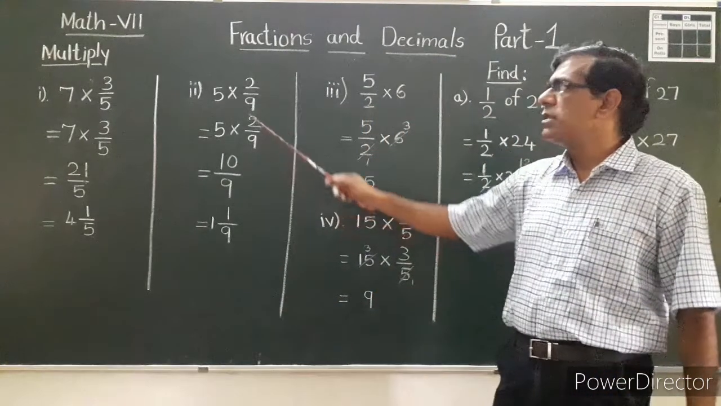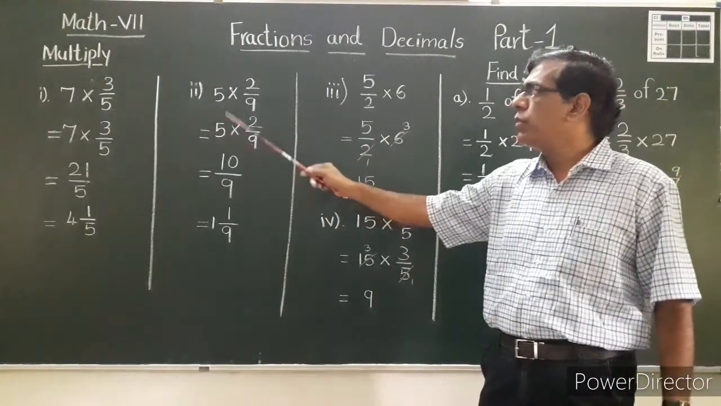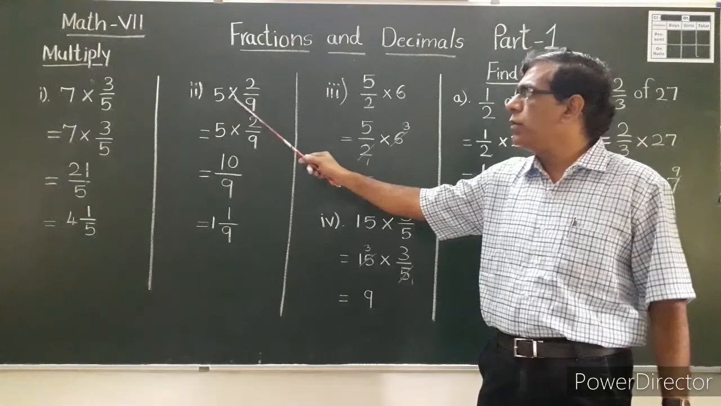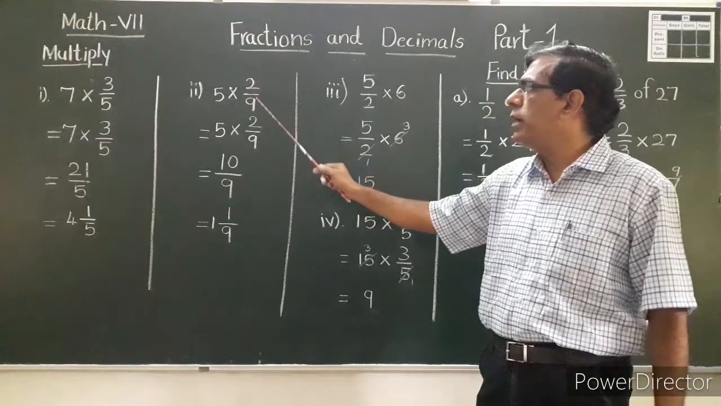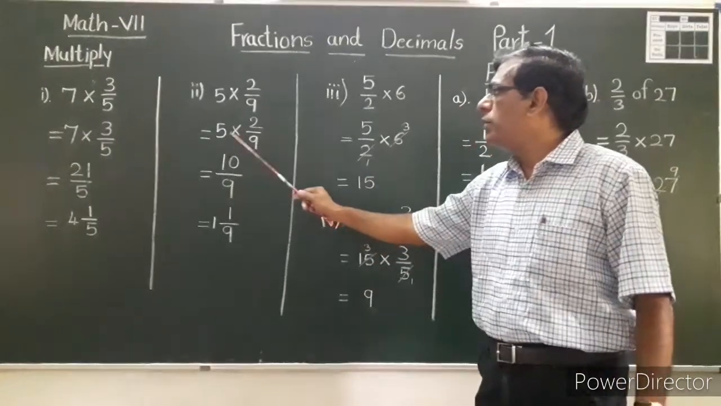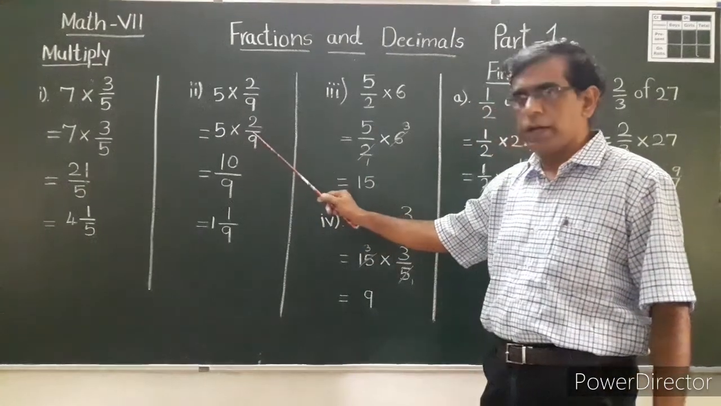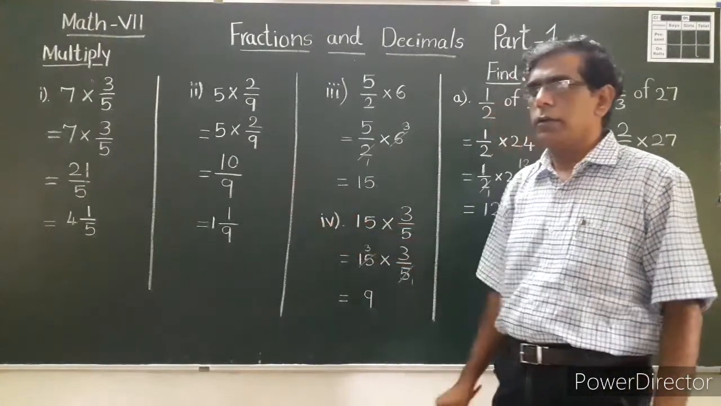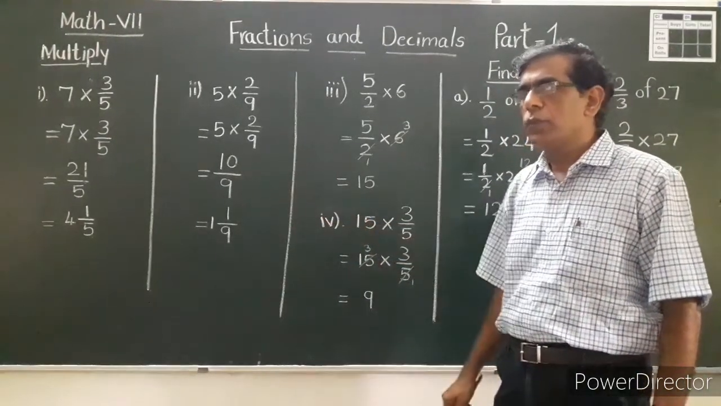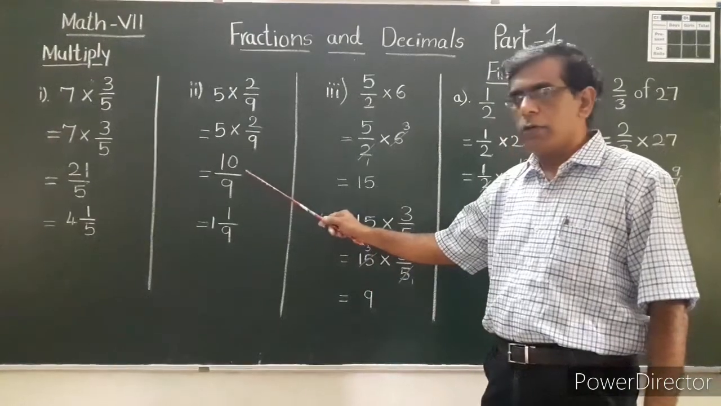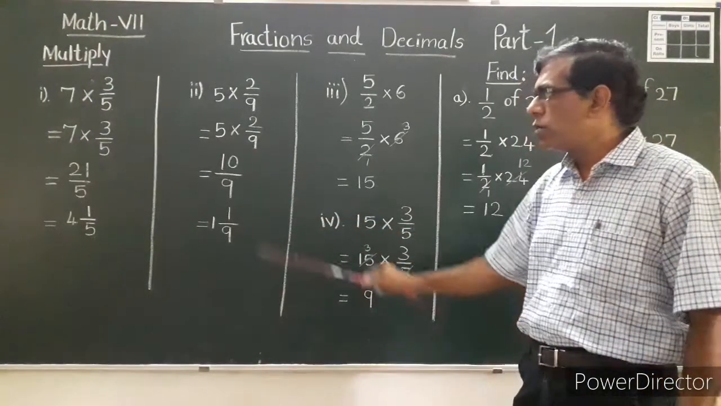Now move to the second problem. 5 into 2 by 9. So 5 twos are 10, divided by 9. So this is also an improper fraction. This one also I will convert into a mixed fraction.